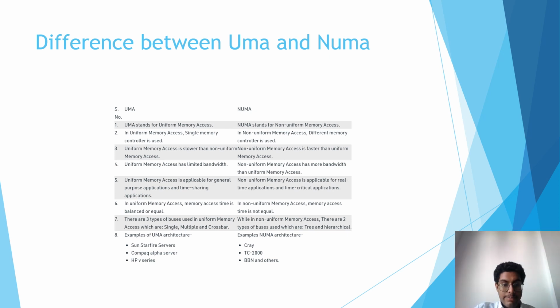There are three types of bus used in uniform memory access: single, multiple, and crossbar, whereas in non-uniform there are two: tree and hierarchical. Examples of UMA architecture are Sun Starfire servers, Compaq Alpha servers, HP 9000 series, whereas NUMA examples include Cray TC2000, BBN and others.